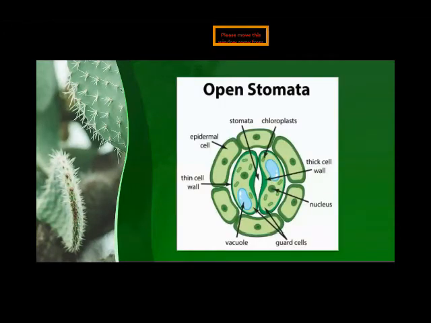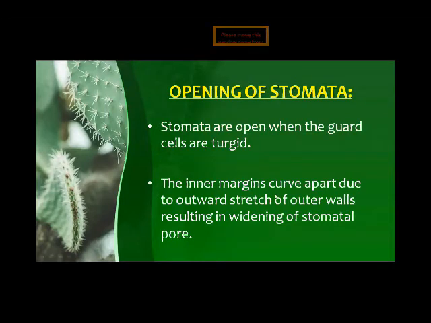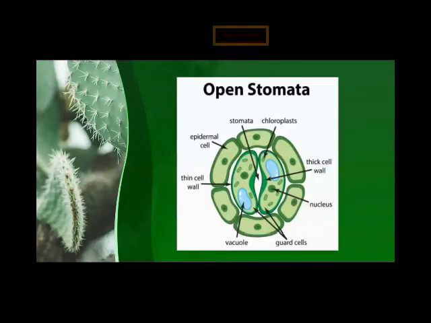When the water applies pressure on the guard cells, the inner margins curve apart due to the outward stretch of the outer wall. The inner walls move outward and become a curved shape, and because of this a pore-like structure is formed. From these pores, water evaporates or is lost from the aerial parts of the plants.